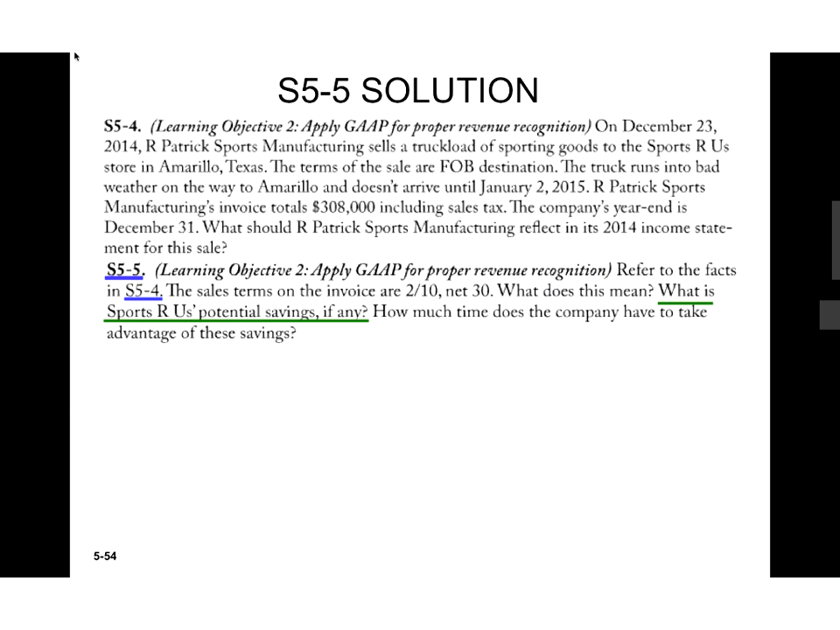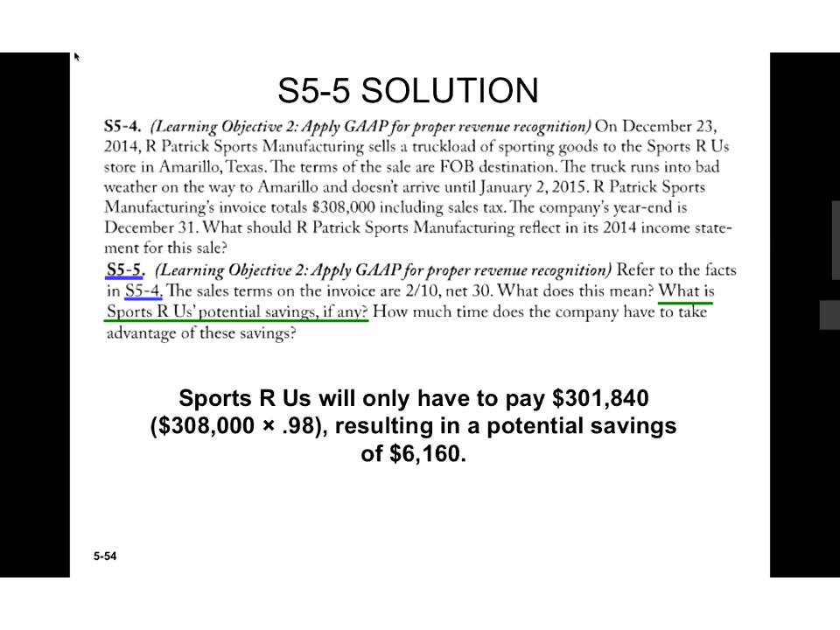And then what is Sports R Us's potential savings? Well, it's 2% of the invoice, so 2% of $308,000. That 2% of $308,000 is $6,160. Another way to look at it is what's the net amount of the invoice. You can take 100% minus the discount, so you can take 98% of the $308,000 to get what they will owe. So those are 2 really quick exercises that are on the homework.